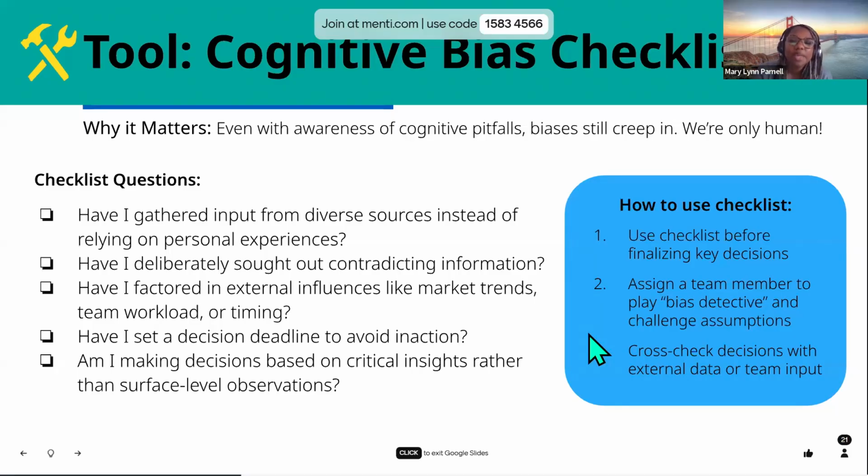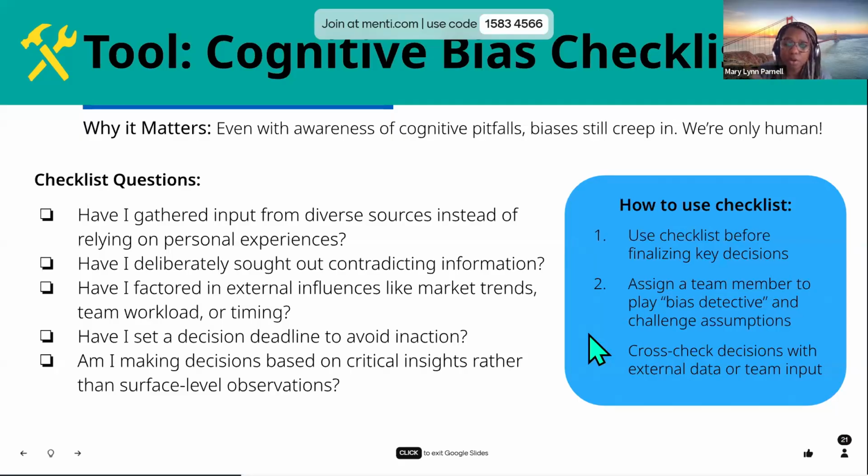Why does it matter? Even with awareness of our pitfalls, biases creep in. We're only human. And biases really are just kind of our initial beginning point where we are with information, and it feeds into our thinking process, our patterns, and how we react. To counteract our biases is to allow new information to challenge our biases in order for us to change. So some of the checklist questions that you can ask yourselves in order to get out of our own way is, have you gathered input from diverse sources instead of relying on personal experiences?